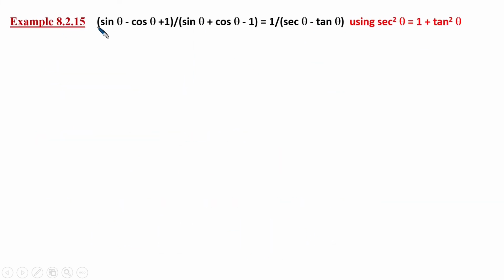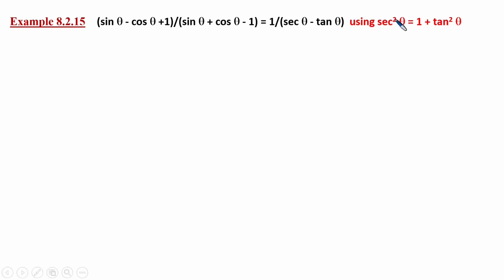Now example 8.2.15: (sin theta minus cos theta plus 1) divided by (sin theta plus cos theta minus 1) is equal to 1 by (sec theta minus tan theta). And you have to use this condition. So when they give some condition, they give you a hint on how to solve it.